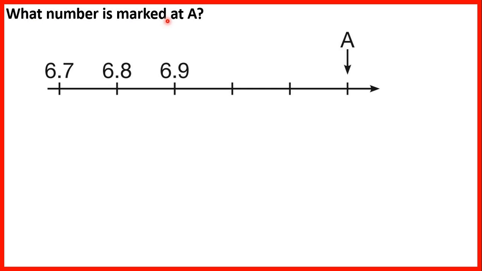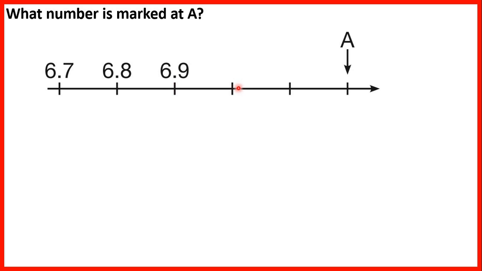What number is marked at A? So we have 6.7, 6.8, then 6.9. So we can see that we're counting up in tenths. But if we add another tenth, and we already have 9 tenths, that will make 10 tenths, but 10 tenths is the same as 1 whole.